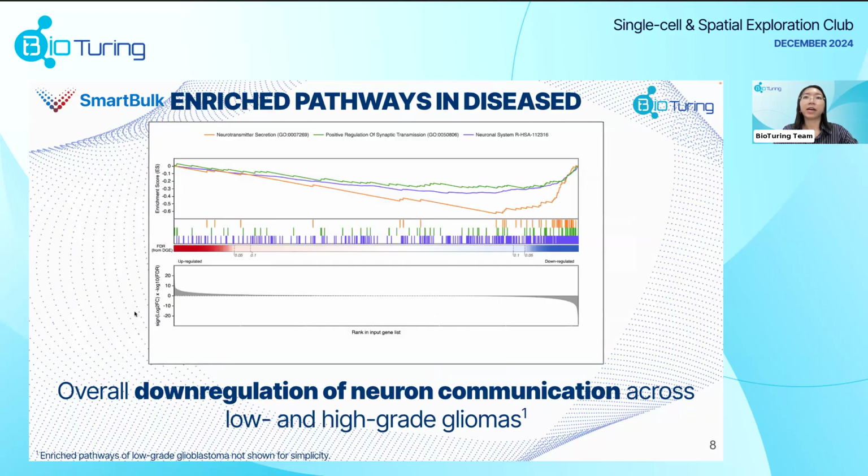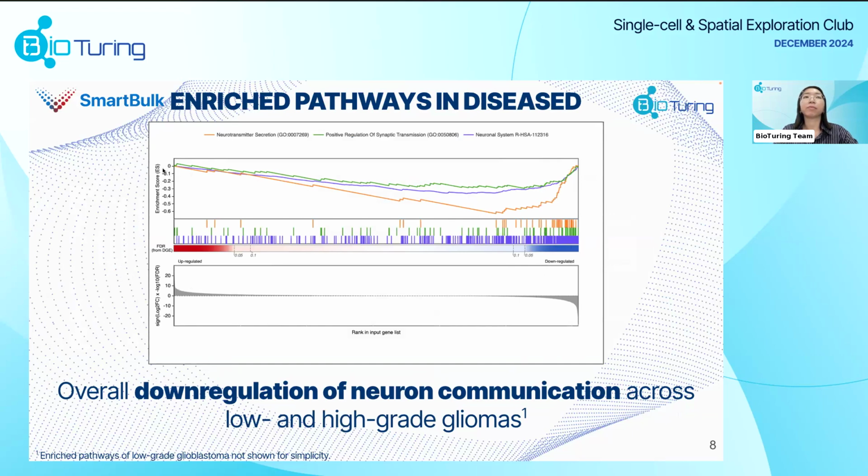Next, since I've identified some of the genes that are upregulated in our high-grade and low-grade tumors, I also wanted to see what pathways were enriched in my diseased groups. What you're looking at here is a GSEA plot, or gene set enrichment analysis plot, where each of these colored lines, the green, the purple, and the orange, represents one single pathway. When you see the pathway trend going down towards the right-hand side of the graph, you see more enrichment in the downregulated genes.